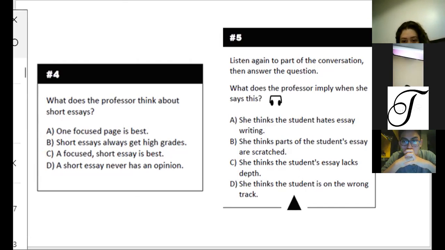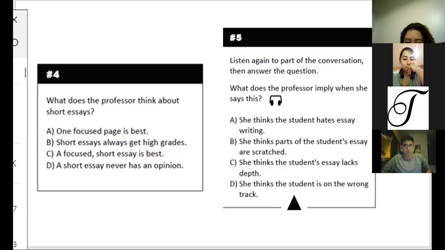Number 5. Listen again to part of the conversation, then answer the question. Remember, the more you develop your supporting examples, the more persuasive your argument will be. Right now, you're just scratching the surface. To be honest, this reads more like a first draft. What does the professor imply when she says this?